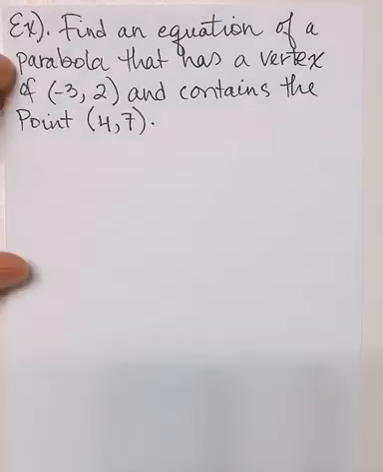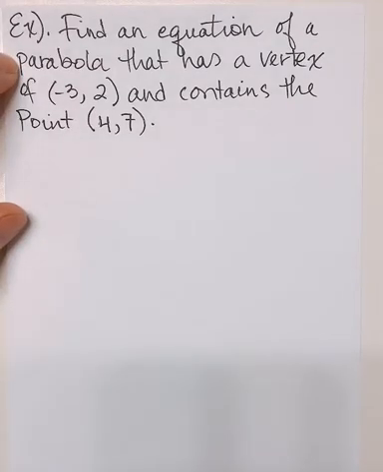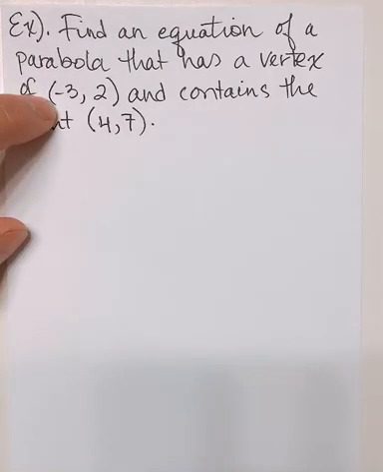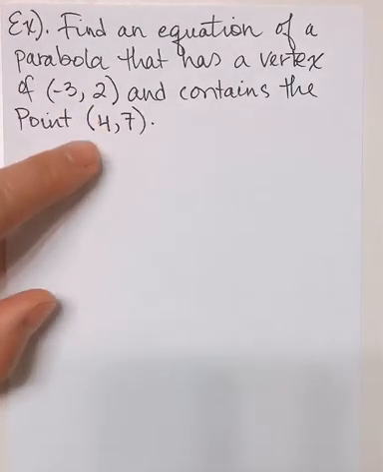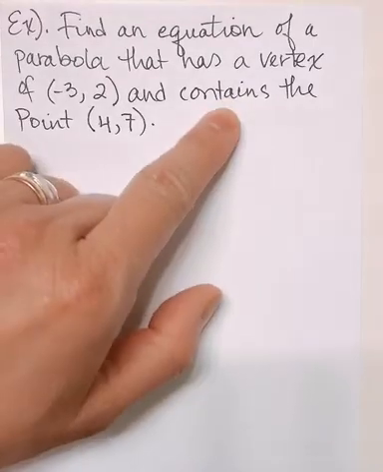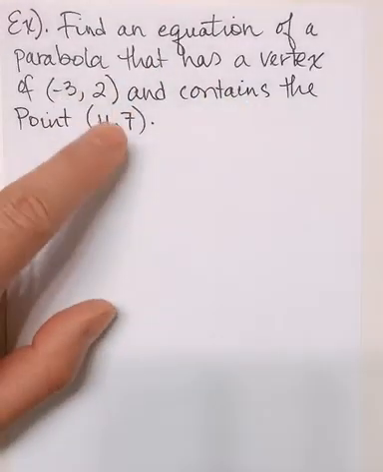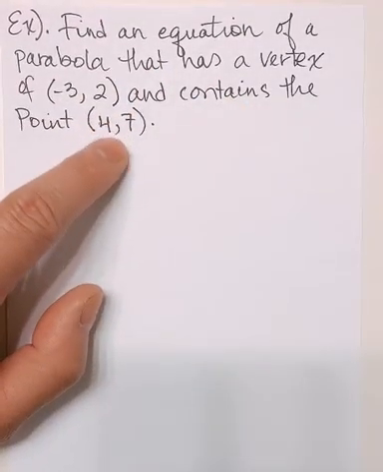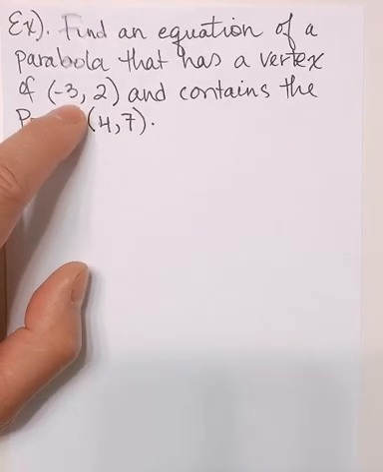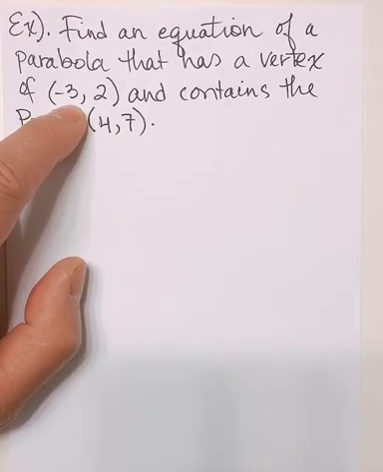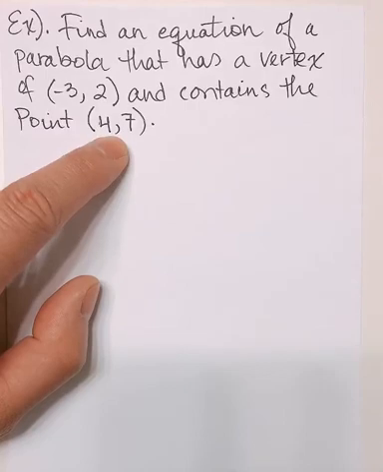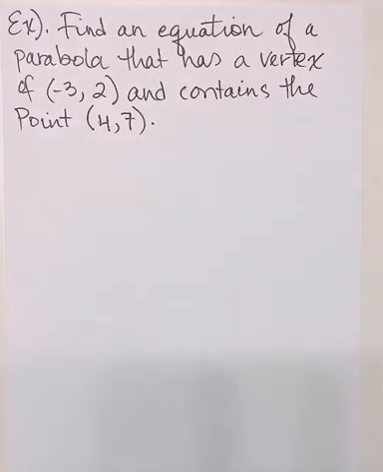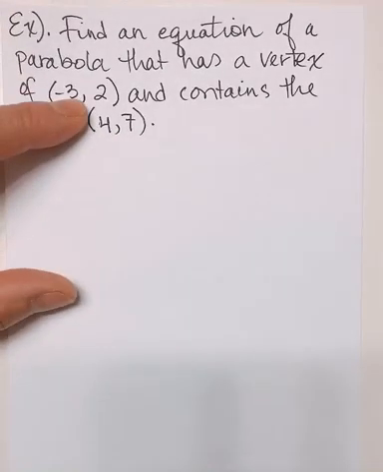In this example, we are supposed to write an equation for the parabola, and this parabola has a vertex at -3 and 2, and it goes through the point, or in other words, it contains that point 4, 7. So this example is given to us a vertex, right? But it does not give us the a value. But we can still start with the vertex form because it's given us the vertex.